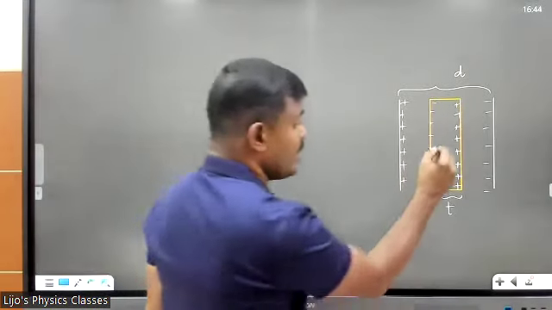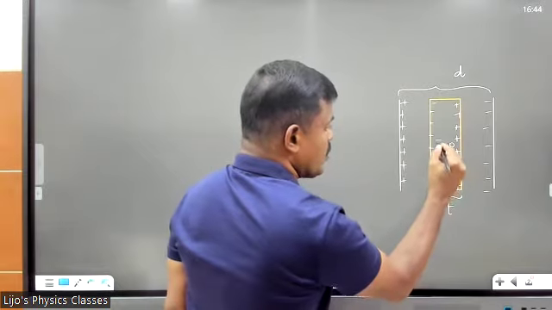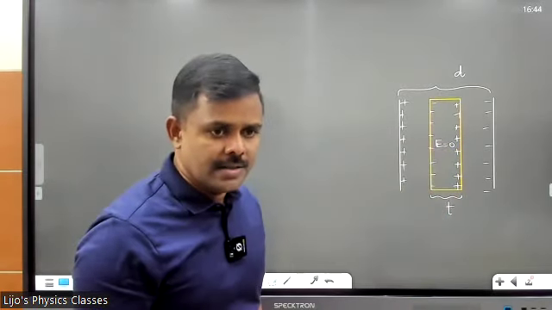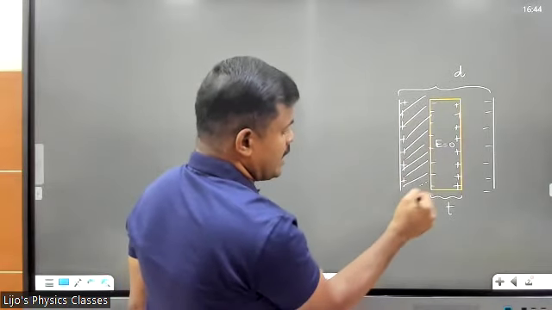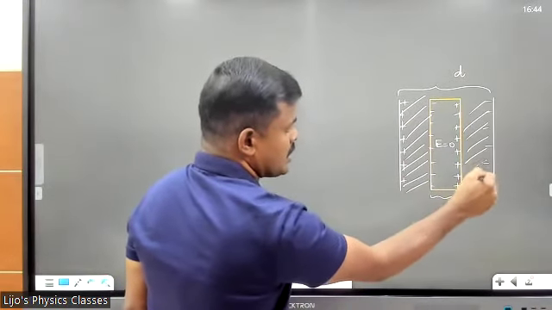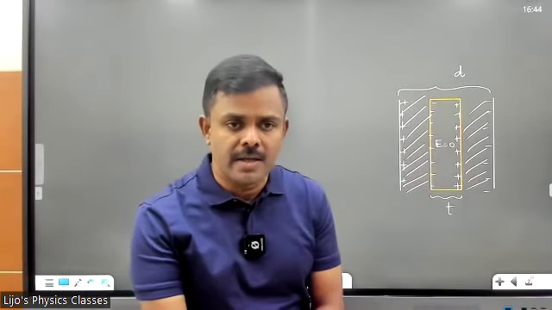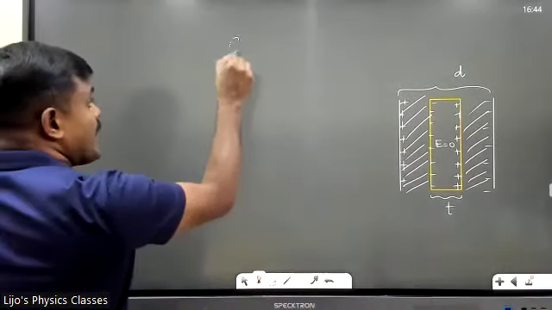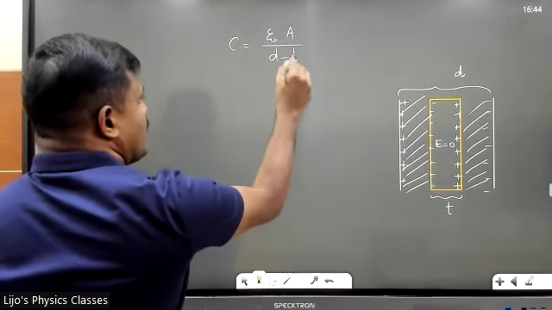What is the electric field now? Inside the slab, electric field is what? It is 0 because no charge inside, right? So electric field now exists only in the shaded region. The interior of the slab does not have an electric field. In this scenario, capacitance is given by epsilon 0 A by D minus T.